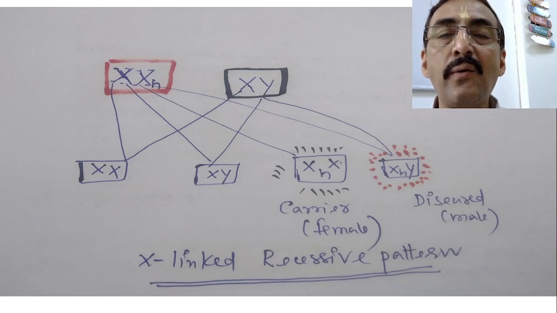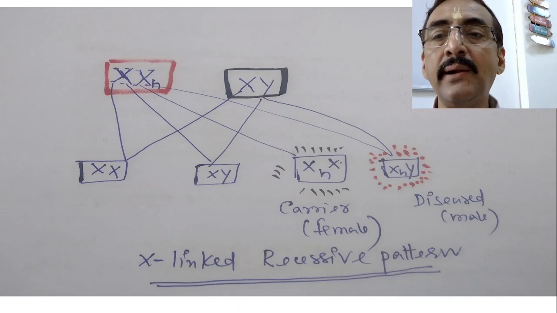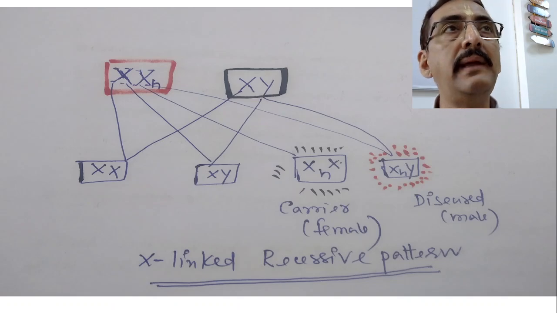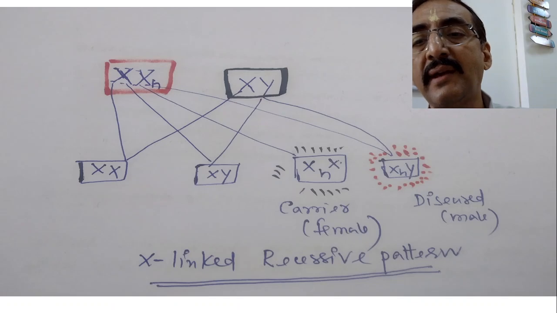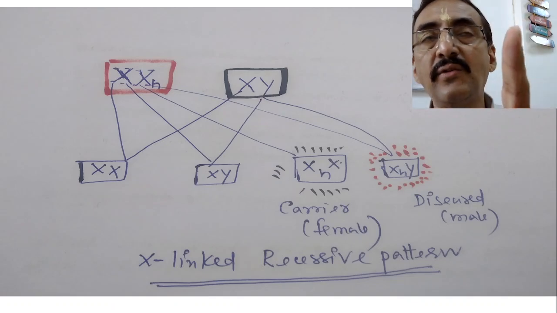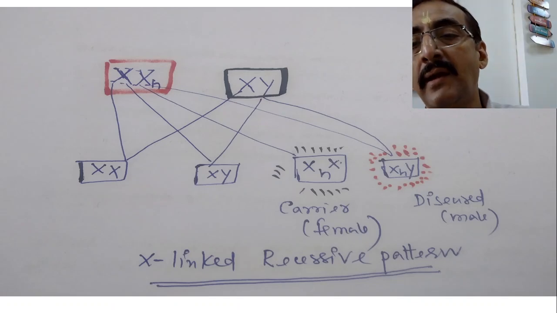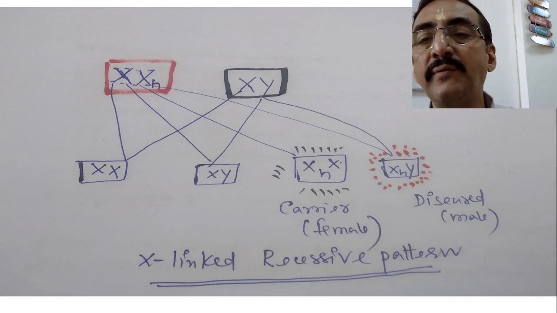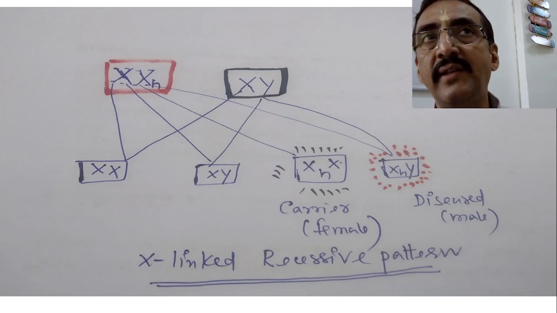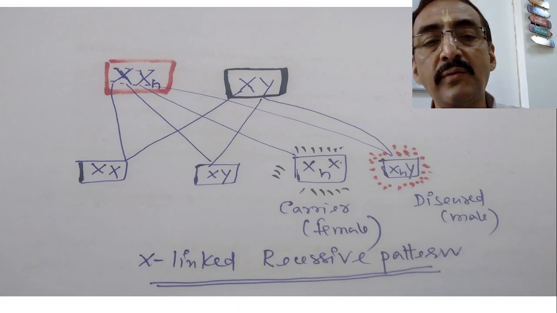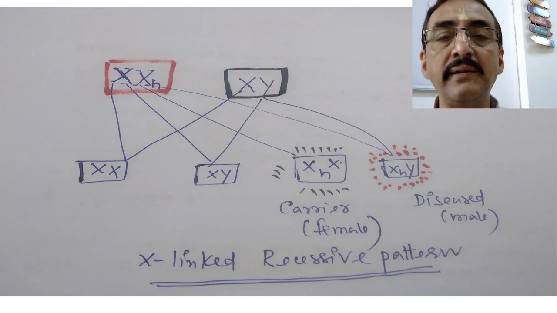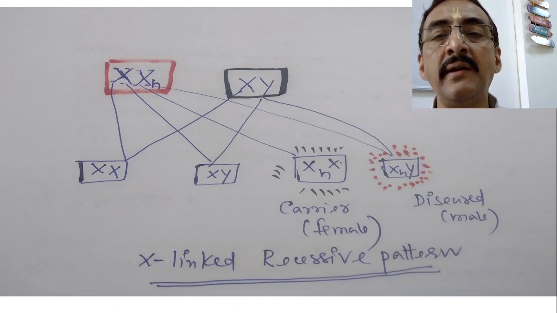But one of the females will be a carrier and one of the males will be diseased, because the male has only one X, and that X is defective, that is mutant for hemophilia, and with the Y there is no other X, so he will be diseased. So this is what is called the X-linked recessive pattern. This is typically what is called the X-linked recessive pattern.